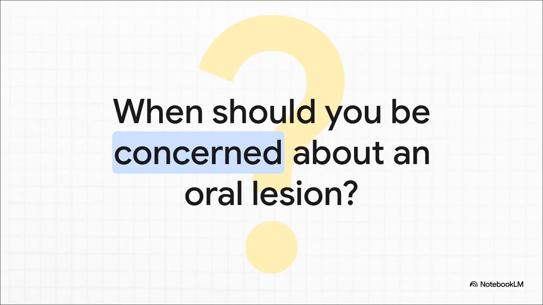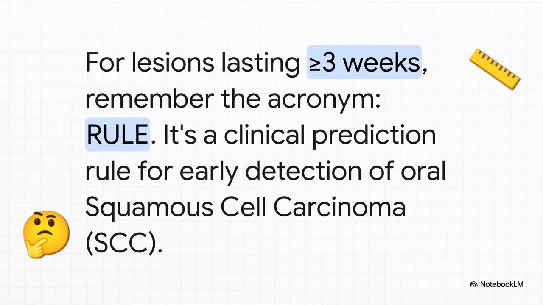Okay, so this all leads to the single most important question, right? With all these different possibilities, which are the lesions we absolutely cannot afford to miss? Which ones should set off alarm bells for potential cancer? And thankfully, the answer is a simple but really powerful clinical tool. For any lesion that's been hanging around for 3 weeks or more, you have to apply the RULE acronym. Just think of it as your safety net for catching oral squamous cell carcinoma early.